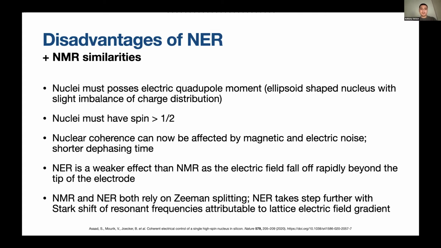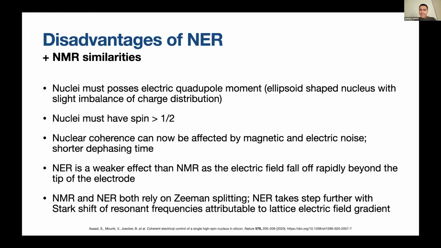And the nuclear coherence can now be affected by magnetic and electric noise. So this means that the dephasing time between the quantum state and just classical, where you lose that sort of quantum coherence, is shorter. And also nuclear electric resonance is a weaker effect than nuclear magnetic resonance, as the electric fields, of course, fall off rapidly beyond the tip of the electrode. That's just simple electromagnetic theory.